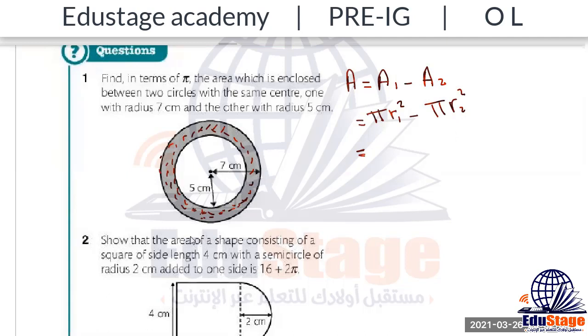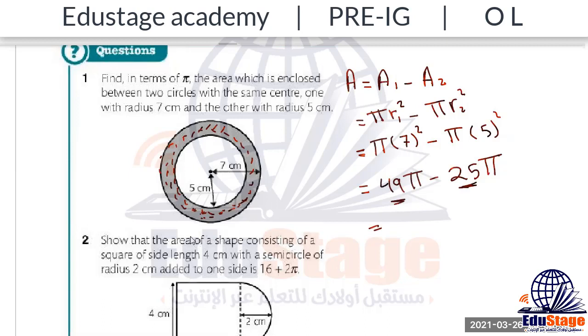I calculate it on the calculator now. It is pi times 7 squared minus pi times 5 squared. So it will be 49 pi minus 25 pi, equals 49 minus 25 is 24, 24 pi. Are we done here or do we need to complete more? We need to multiply them together. It will be 75.4.